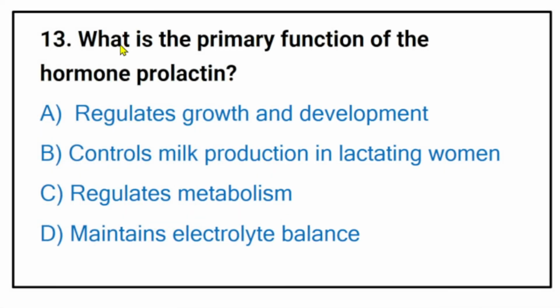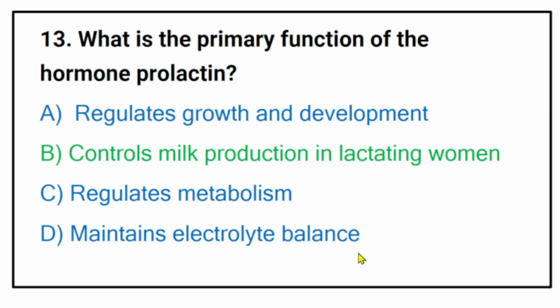Then 13th question, what is the primary function of the hormone prolactin? It regulates growth and development, controls milk production in lactating women, regulates metabolism, maintains electrolyte balance. So the correct answer is it controls milk production in lactating women.